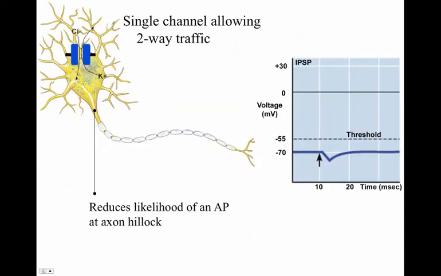A single channel that allows another type is one where we might see chlorine, for instance, it's more negative. It is going to have an inhibiting effect on the cell. We could hyperpolarize and reduce the likelihood that we're going to have an action potential at the axon hillock, this triangular region where we usually fire off action potentials.